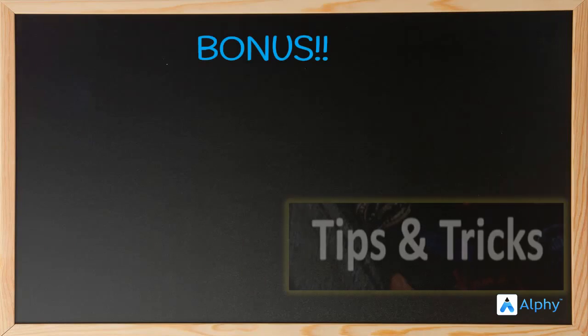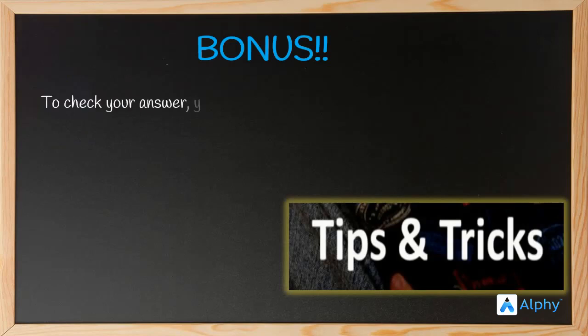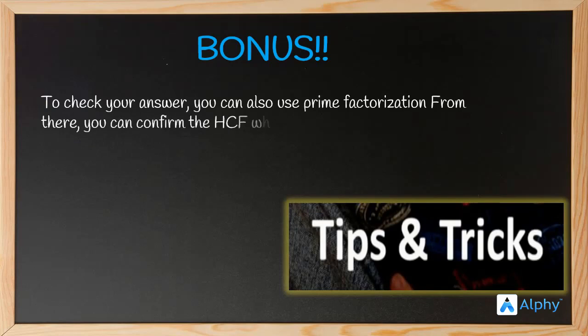So here are some bonus tips and tricks for you to understand and do these questions in a better way. So to check your answer, you can also use prime factorization. From there, you can confirm the HCF which you calculated earlier. So if you're not sure if you have got the right HCF, you can go back to the old method of prime factorization. You can list the prime factors of each number and calculate the HCF from there. This is a very good trick to recheck your answer whenever you're unsure about it.